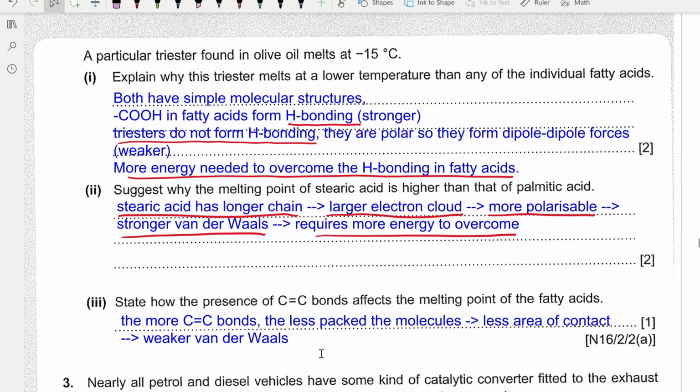State how the presence of C=C bonds affects the melting point of the fatty acid. Well, we saw earlier that the more C=C bonds, the lower the melting point. This is because the molecules become less packed and there is less area of contact between them. That creates weaker van der Waals forces, weaker instantaneous induced dipoles, and therefore the melting point decreases.